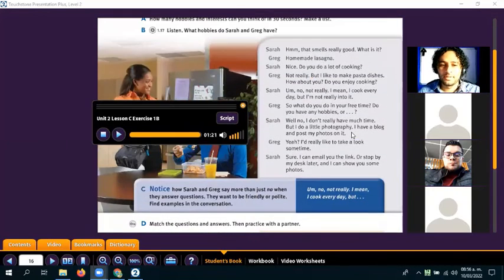So it says here, notice how Sarah and Greg say more than just no when they are answering the questions. They want to be friendly or polite. So remember, if you want to say no, it's just like in Spanish. You wouldn't just say no. If someone asks you a question in Spanish, ¿te gustan los gatos? No. You wouldn't say that, right? So you wouldn't be polite. So you need to say, yeah, well, not really. Not really. That's different.